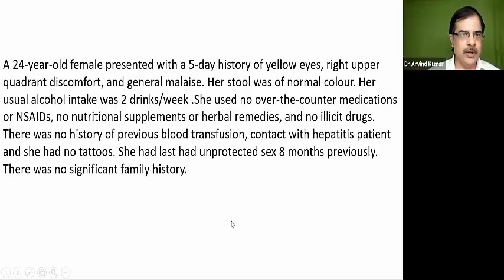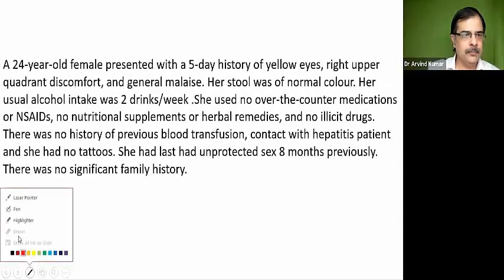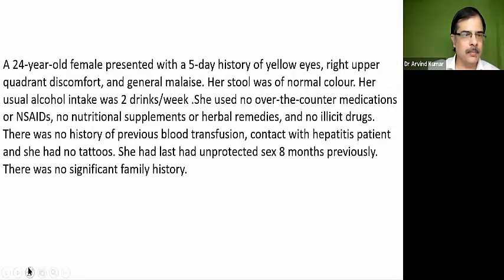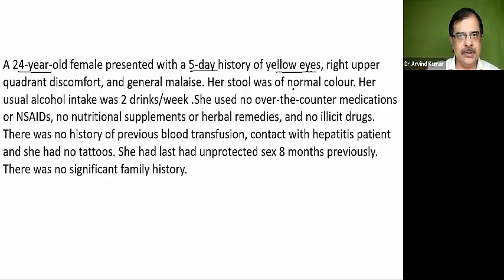A 24-year-old female presented with a 5-day history of yellow eyes. So you can see the presentation is somewhat acute here. Yellow eyes, right upper quadrant discomfort, and a general sense of fatigue. Stools were of normal color, which means stools were not pale in color.